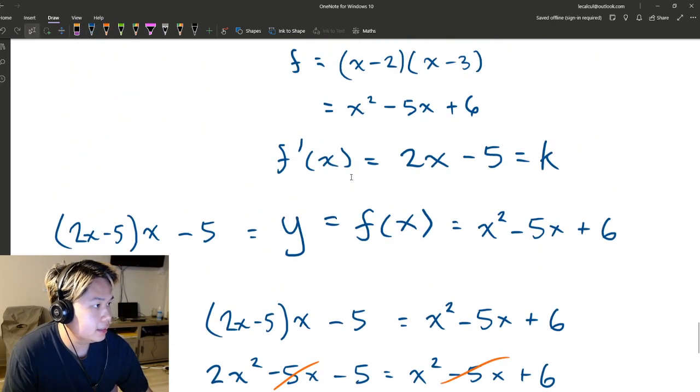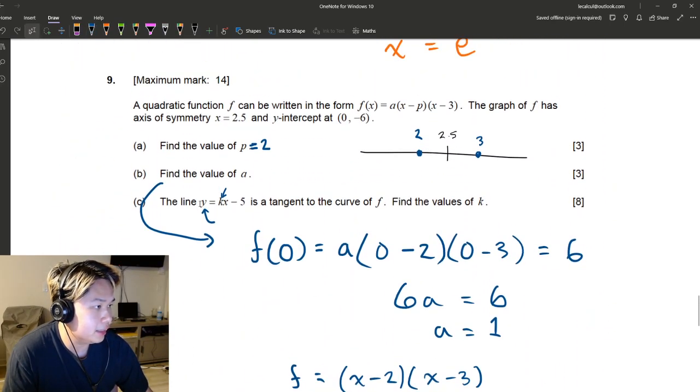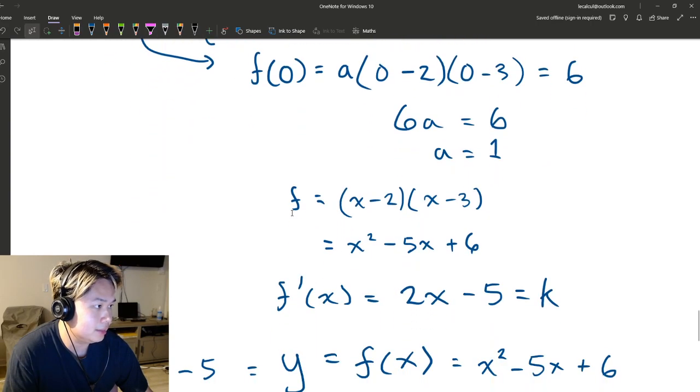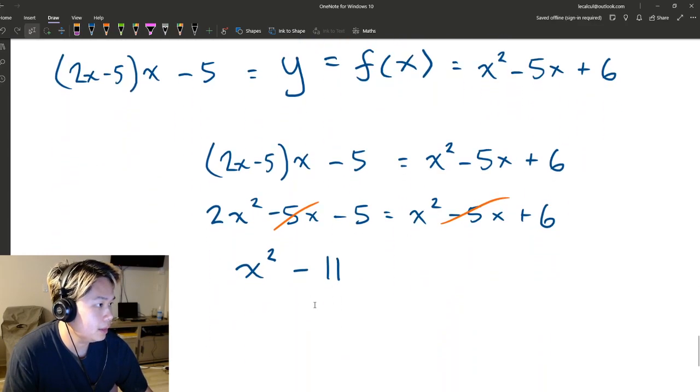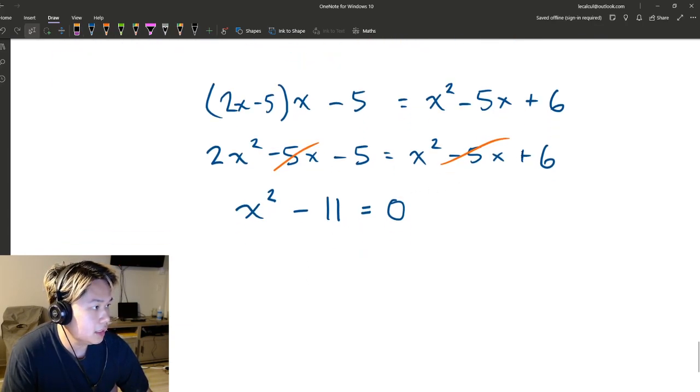Why is it k again? So k, right, is the slope of this line, or the gradient of this line. But this line is the tangent. So the gradient needs to be the derivative. So the derivative of f needs to be equal to k. And then we subtract 6, so you get 11. Actually, why did I move the 6 over? Doesn't matter. So this means that x is plus or minus the root of 11.